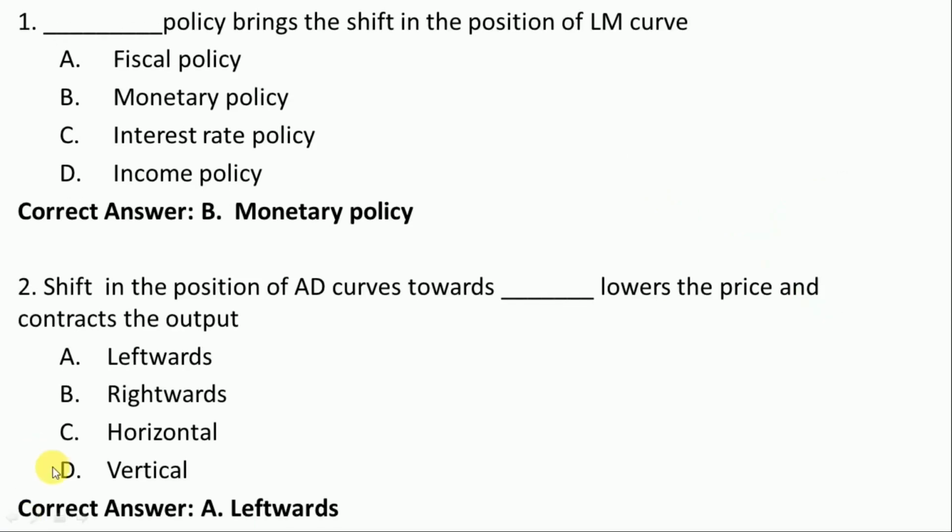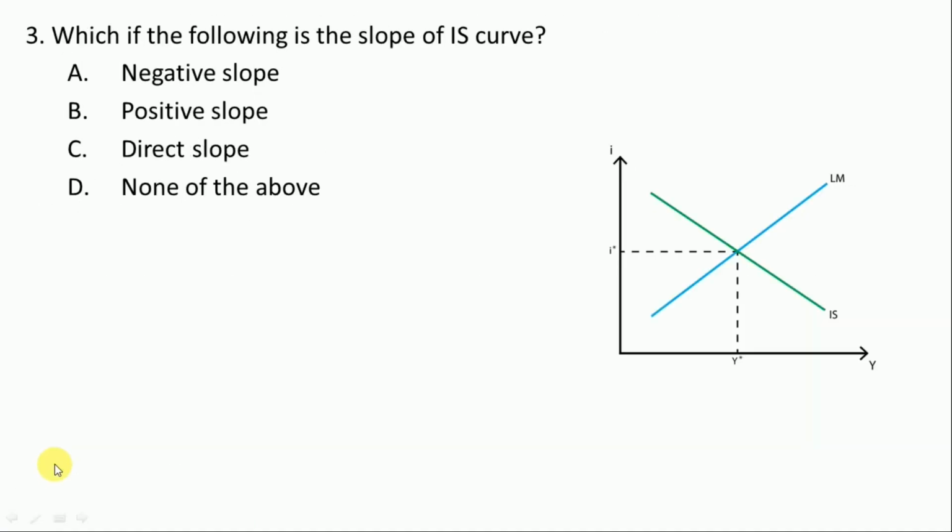The third question is which of the following is the slope of the IS curve. IS curve का slope कैसा होता है, so that you can see on the diagram also: the IS curve is sloping from left side to right side downwards, so it looks like a demand curve. This is a negative slope of the IS curve, so the correct answer will be A, that is negative slope.